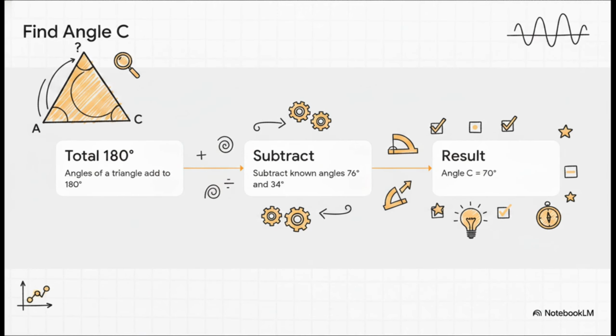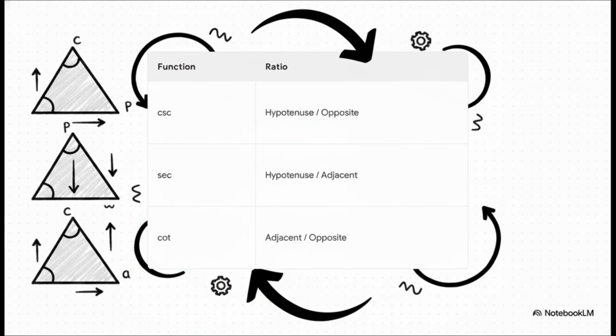The logic here is incredibly satisfying. Take a look at this setup for finding a missing angle C. We know a universal rule. The inside angles of any triangle will always add up to exactly 180 degrees. Always. So if you know two of the angles, let's say 76 degrees and 34 degrees, you just subtract them from 180. Boom! Angle C is 70 degrees. This leads us to the ultimate rule. If you know any three pieces of data about a triangle, sides or angles, you can almost always calculate the missing three pieces.